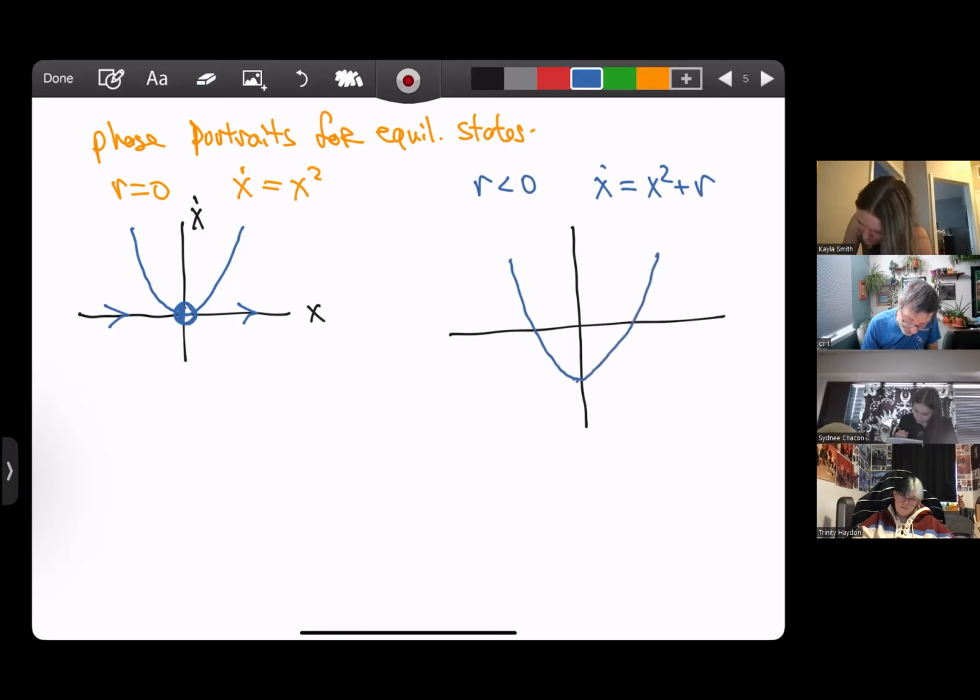And its vertex is literally at negative r. Where are the equilibrium solutions now? So what are those 2 points and what are their stability? I ask you, just take a moment, if you could, and answer that question. Each of those has a formula. What is the formula for them? And what is their stability?